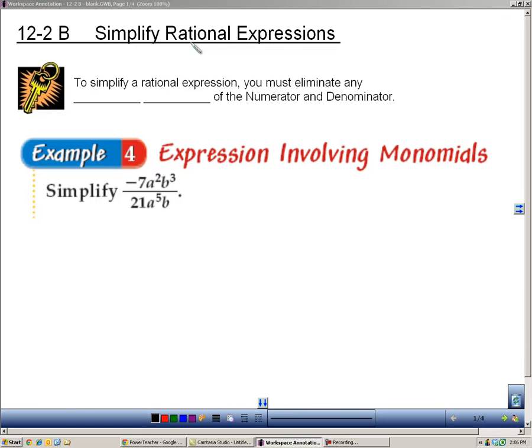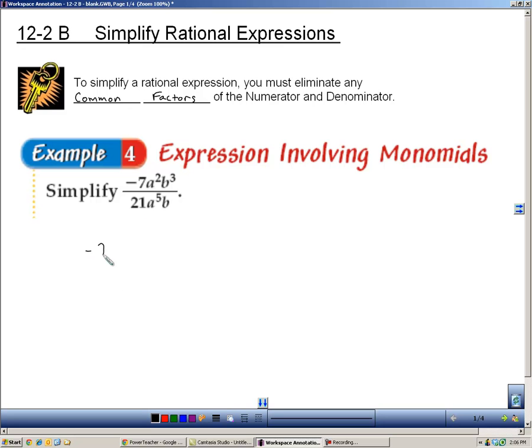Section 12.2b is about taking the rational expressions we've been using and simplifying them. Here's the key to the whole section. To simplify a rational expression, you must eliminate any common factors of the numerator and the denominator. So we're going to do some canceling, some factoring. We'll start with this as our first example.